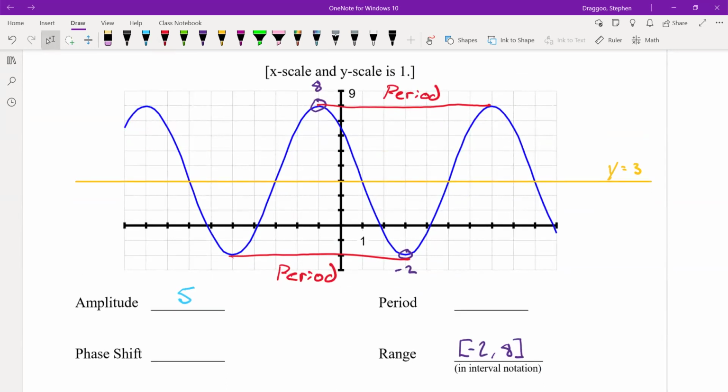And if I needed to, I could also get the period by looking along the center line. So really, I can look at any two similar points within a cycle, just get the distance between them. Just be careful if you're going to use the center line to find the period.